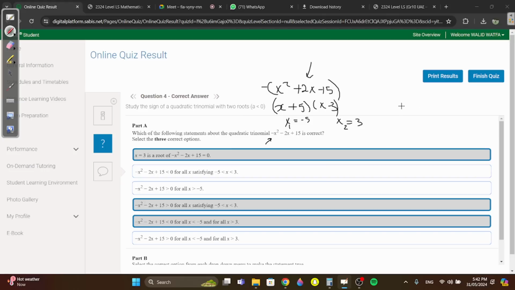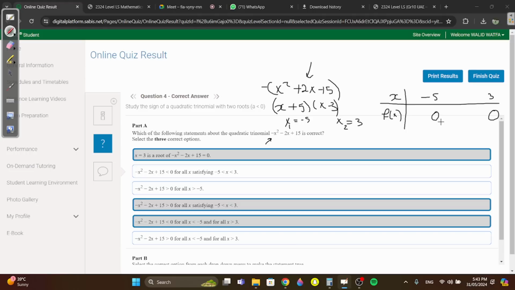Now we're going to draw our table, x and y. Some people actually write f of x instead of y. If you want to write f of x, that's completely fine. It's more professional to write f of x. If you write f of x, you show the person correctly that you actually know your stuff. What are my x's? Minus 5 and 3. So minus 5 over here, 3 over here. That means at both our roots it's going to be 0, 0.